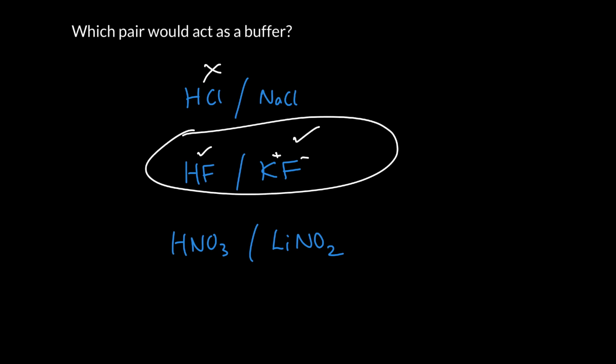And the last one is HNO3, LiNO2. Well, HNO3 is actually a strong acid, so that would not work. And LiNO2 is actually not the conjugate base of that strong acid. Now, if we use something like HNO2, which is a weak acid, and the conjugate base, which is nitrite, so LiNO2, that would work because lithium is a neutral ion.